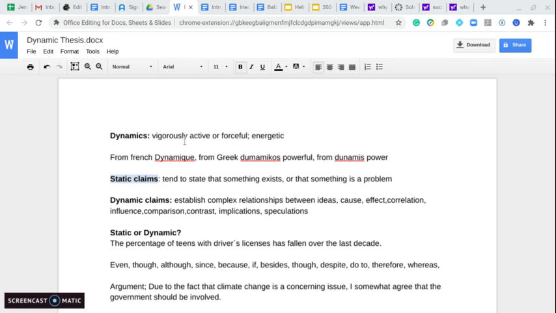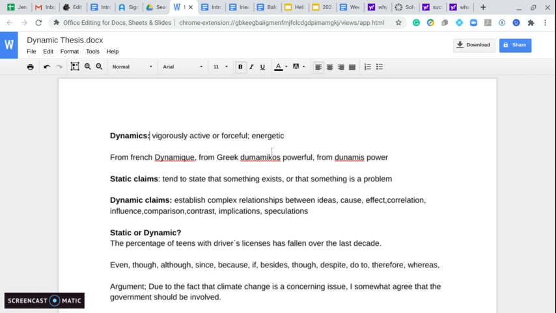Going to go over what a dynamic claim is. You may have studied this last year in 10th grade English or junior English or freshman English, but let's go over it really quickly. Dynamics, if we look at the word, it means to be vigorously active or forceful, energetic. So think of the word dynamite, right? That's where we get that.